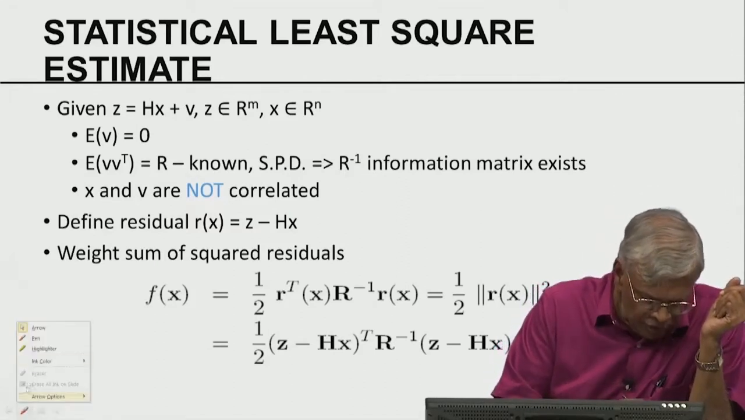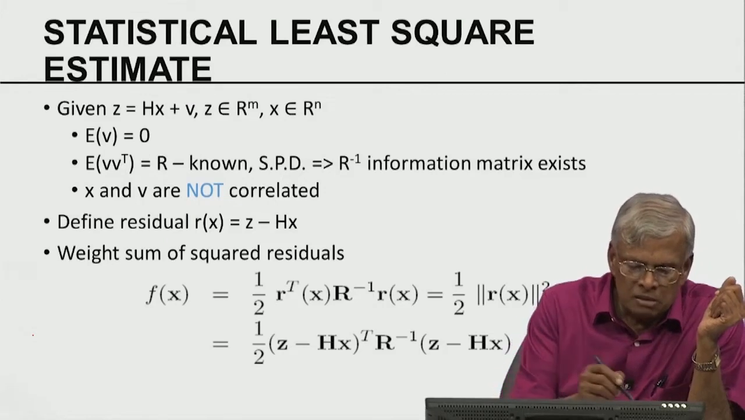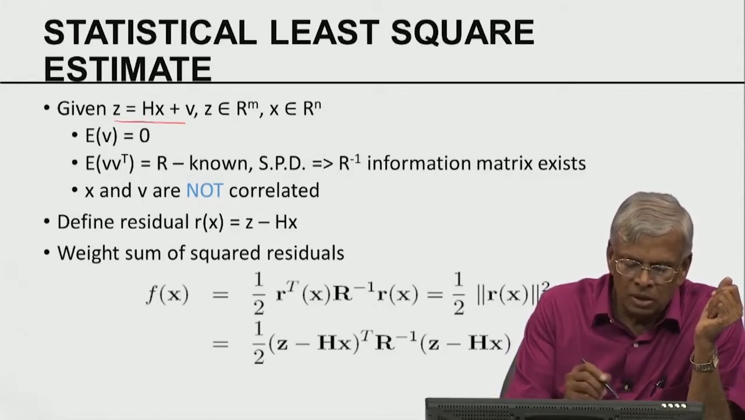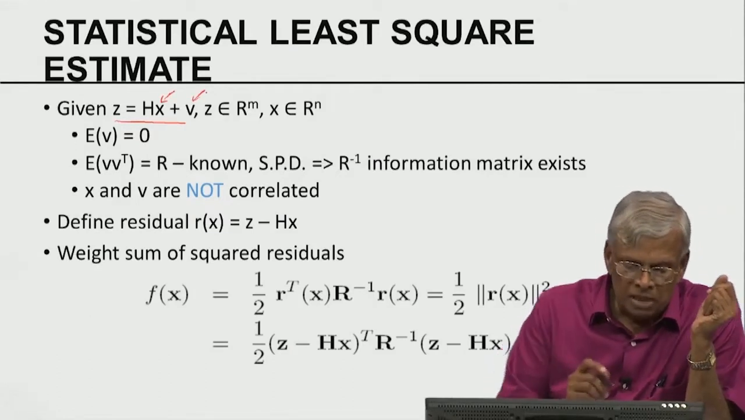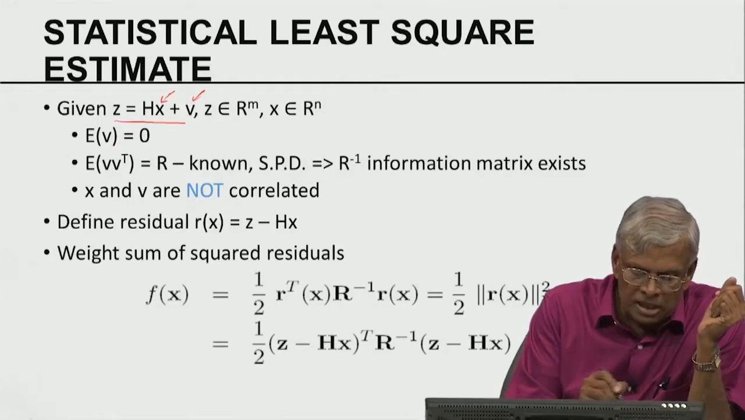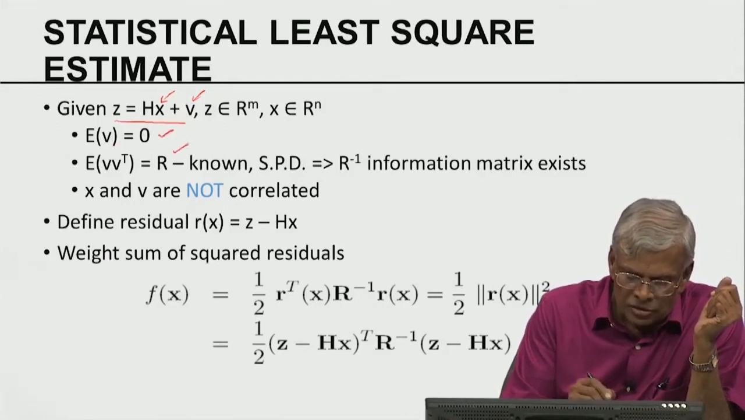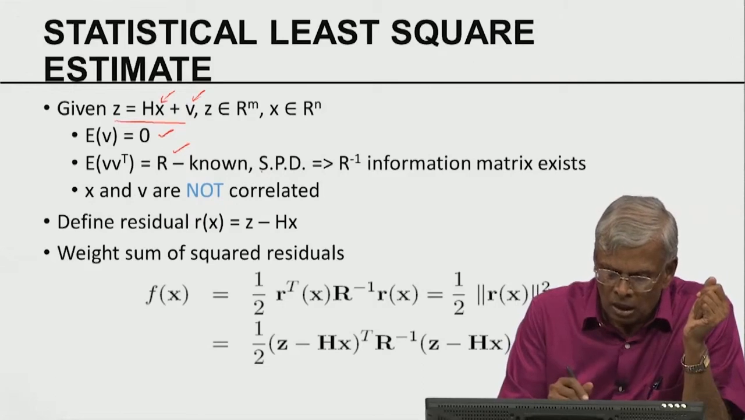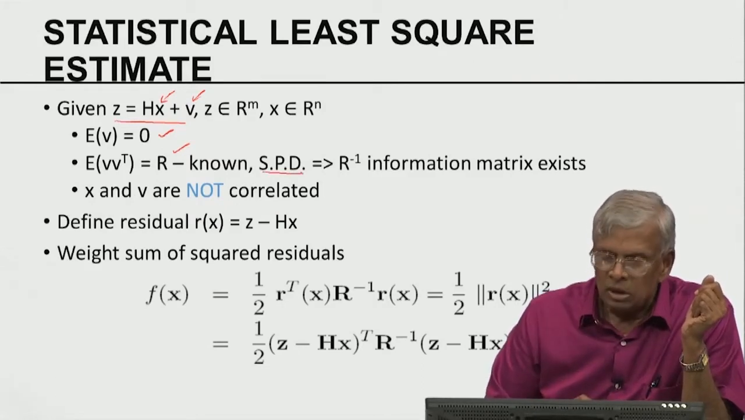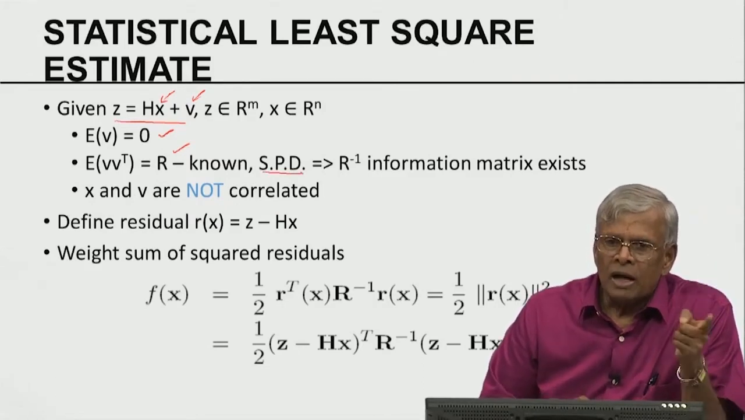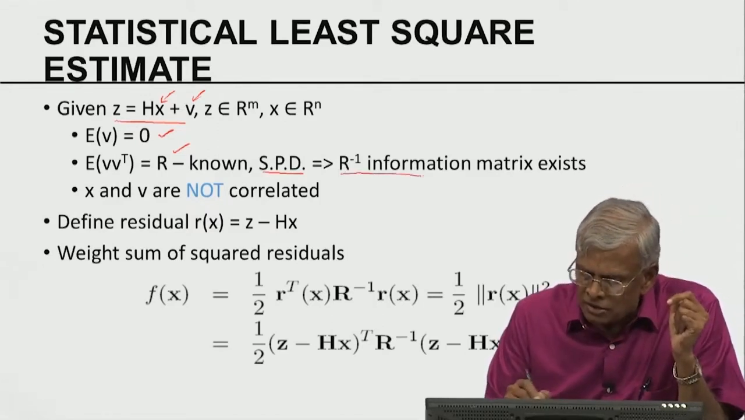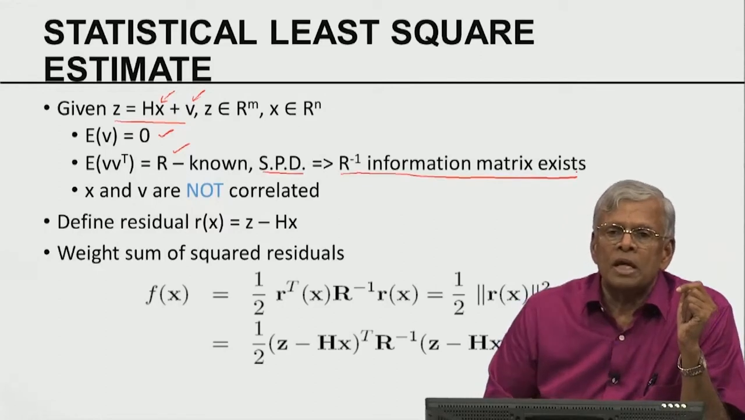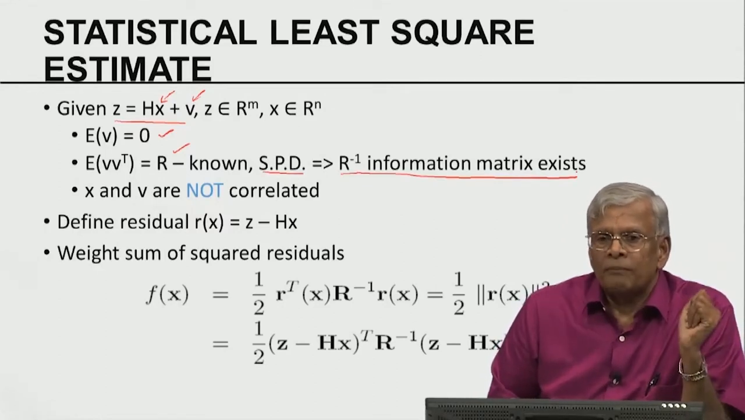Again, let us start with: let Z be an observation, and let Z be a linear function of the unknown X, plus V, a noise. V is such that its mean is 0, and its covariance R is known. R is SPD, a covariance matrix. In statistics, the inverse of the covariance matrix is called the information matrix.